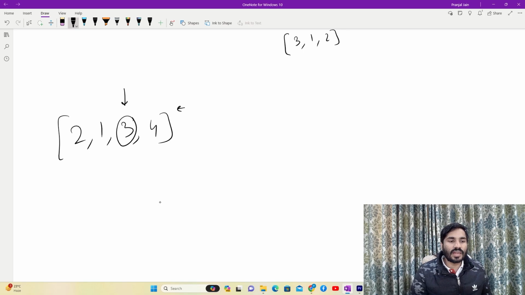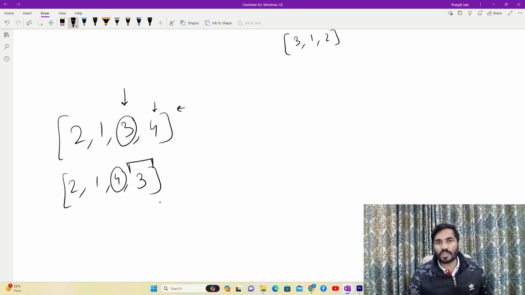We start from the right, 4. We find a number that is greater than 3. It is 4. We swap these two numbers. And we sort everything in front of the index. So 2143 is the next permutation.